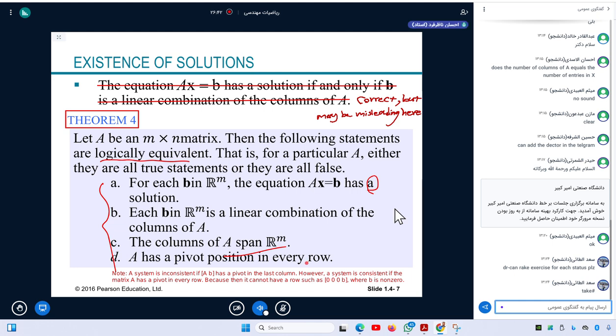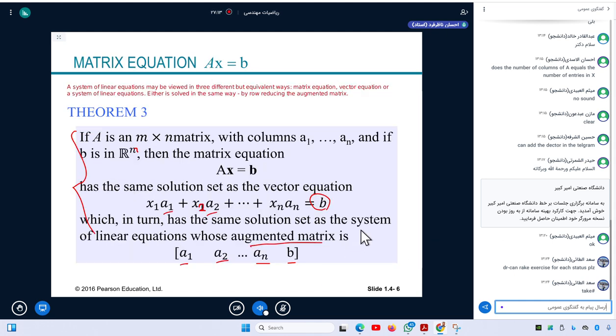Can you take exercise for each status, please? We already discussed many of these. For each b in Rm, the equation has a solution. So this means this is a consistent equation, and each b is a linear combination of the columns of A. We just saw that. And the columns of A span Rm.